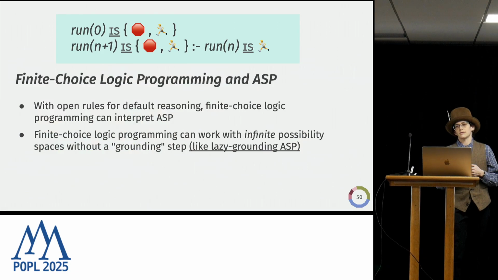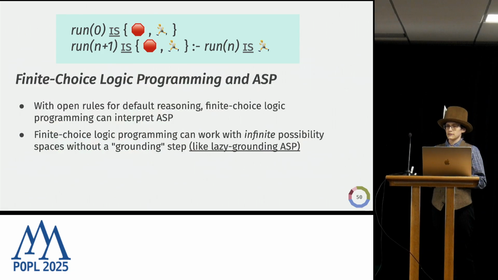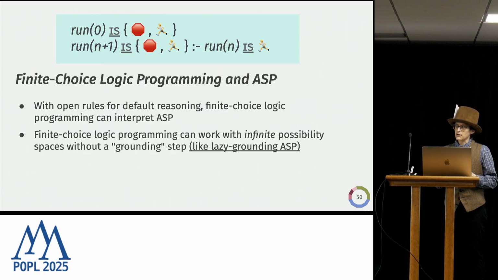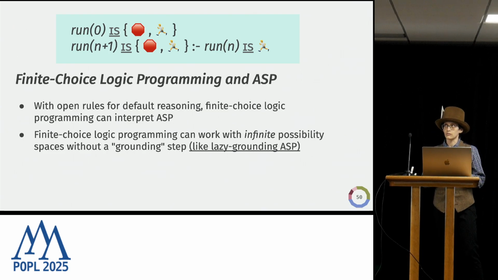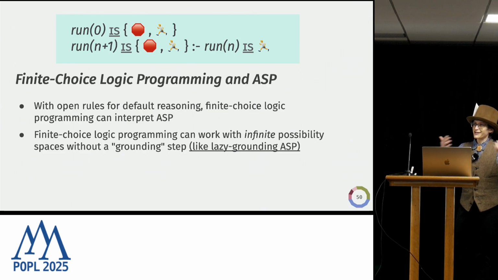There has been work on something called lazy answer set programming that can handle these sorts of situations, but it's treated as an additional complication on top of answer set programming, whereas we found, kind of excitingly, when we started with this more direct denotational semantics, the meaning of infinite possibility spaces emerges naturally.